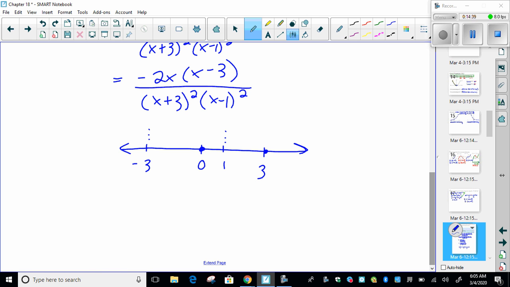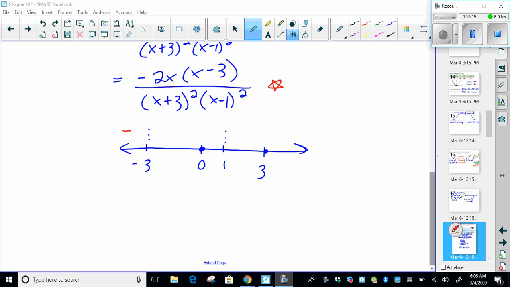So now I'm going to start plugging in those values into this equation here where it's simplified to figure out if it's negative or positive. So if I put in a negative 4, so a value smaller than negative 3, negative 4 times this ends up being positive. Negative 4 in here makes it negative, a negative 4 in here is going to be positive, and a negative 4 in here is going to be positive. So a positive times a negative over a positive times a positive is a negative. And you're going to do that for all of those.